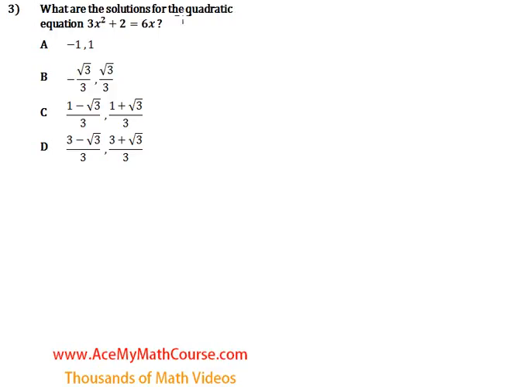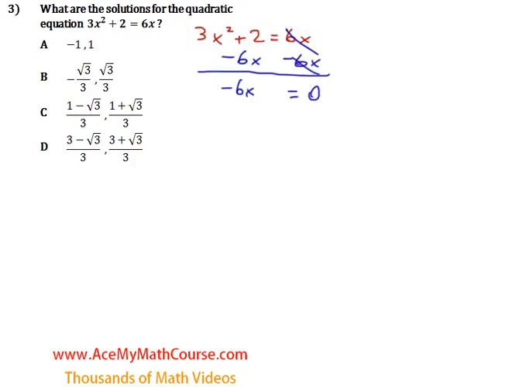Question number 3. What are the solutions for the quadratic equation 3x squared plus 2 equals 6x? The first thing we want to do is bring 6x to the left-hand side. To do that, we will just subtract 6x from both sides of the equation. Over on the right-hand side, 6x minus 6x is 0. This comes down, and so does everything else.